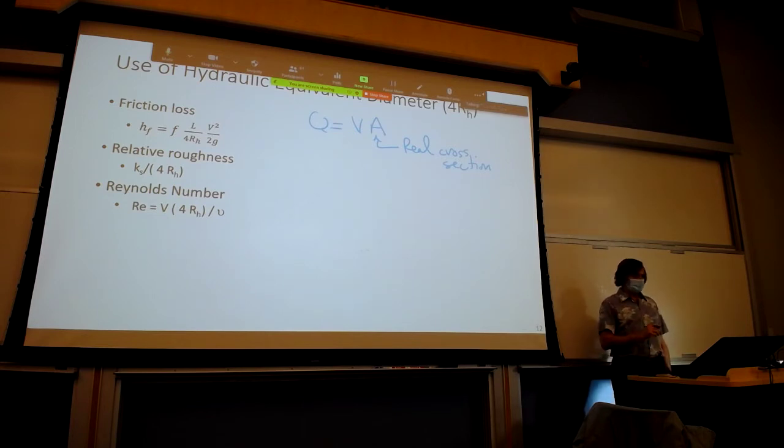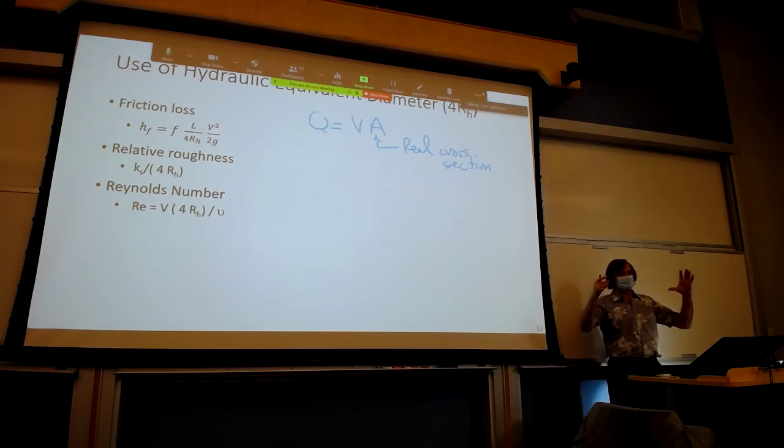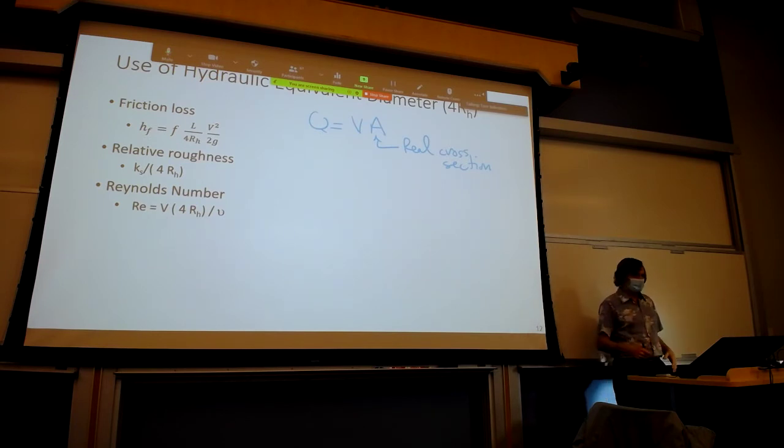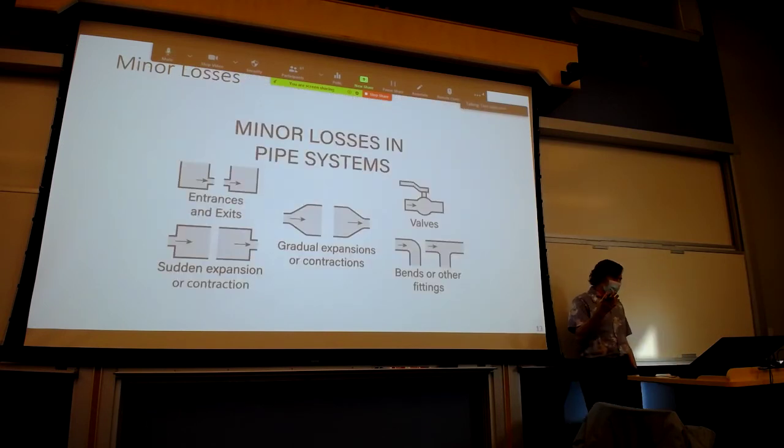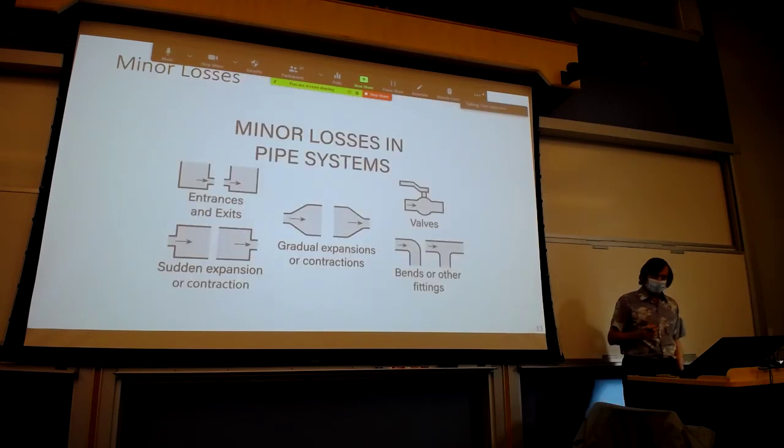So the types of problems are all the same. The friction loss problem, the discharge problem, or the pipe sizing problem, only now instead of the size of a circular pipe, what you're going to calculate is the hydraulic radius of whatever cross-sectional shape you want. So that's how we address non-circular cross-sections.